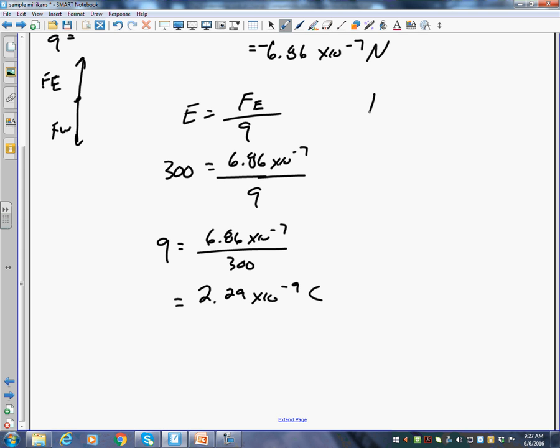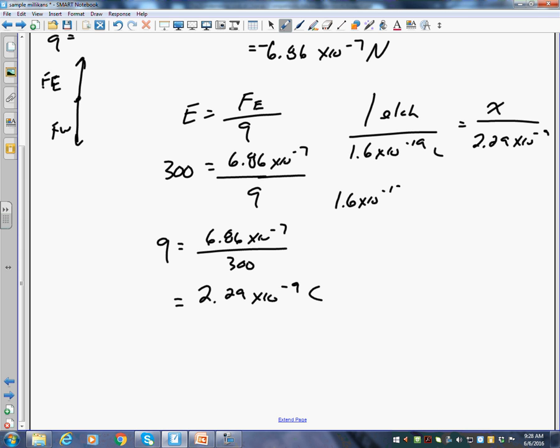Okay, so we're going to write 1 elementary charge is 1.6 times 10 to the minus 19 coulombs. So we're solving for x over 2.29 times 10 to the minus 9. And then how do you solve those ratios, those proportions? Cross multiply. 1.6 times 10 to the minus 19 x. That one times that one. 1 times 2.29 times 10 to the minus 9 is going to give me another 2.29 times 10 to the minus 9. Yes, I know it's crazy.